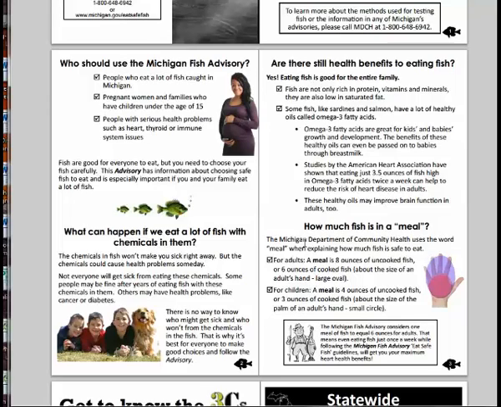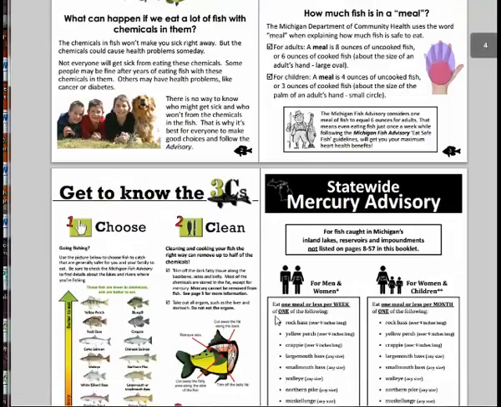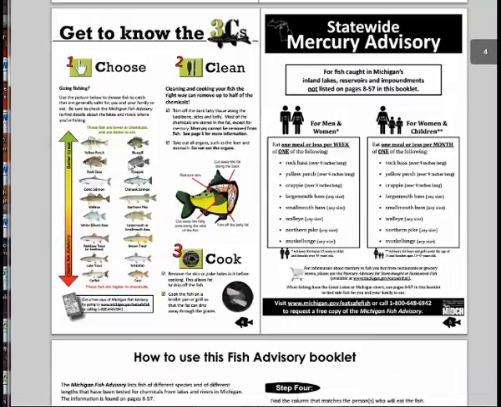And then it goes on to talk about the number of meals of fish that you should eat over the course of a month. So it talks about for adults, for children. It talks about a bunch of the different types of fish. Talks about how to correctly clean them in order to remove those chemicals so that it's not as big of a problem. The mercury advisory goes on to talk about for men and women, and then for women and children. Talks about the number of meals per month that you should eat.